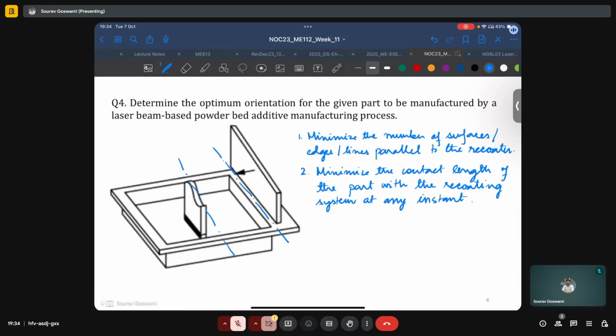And in this case, we see that both of these guidelines can be achieved by just reorienting it by 90 degrees such that now the thinnest section of the part is in contact with the recoater plate at any given time. And so what we are seeing is that at any given time only a small area of the part will be in contact.